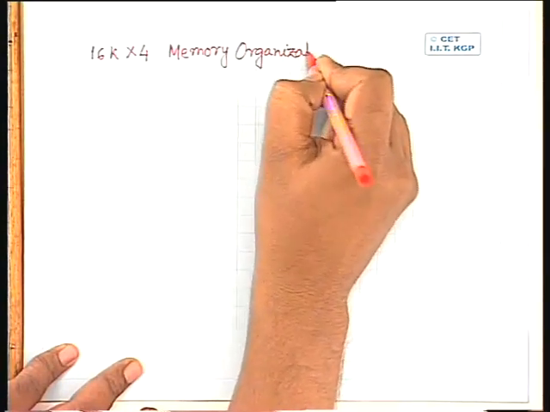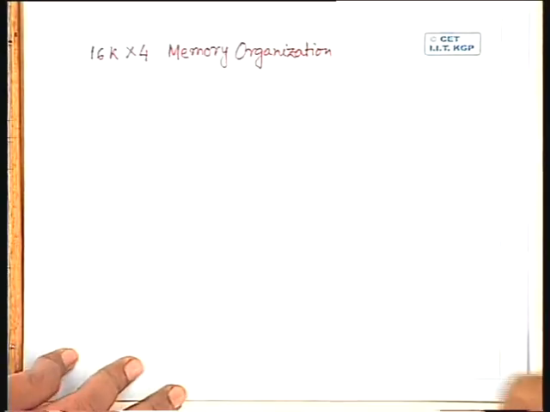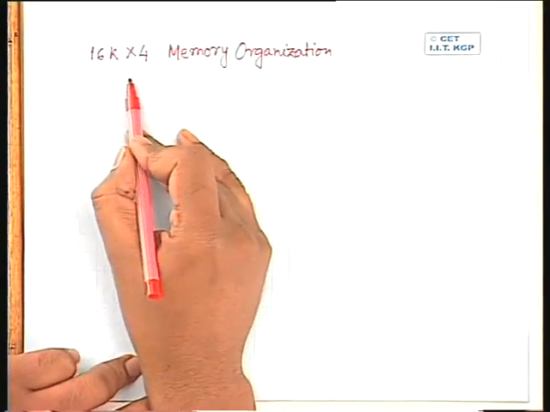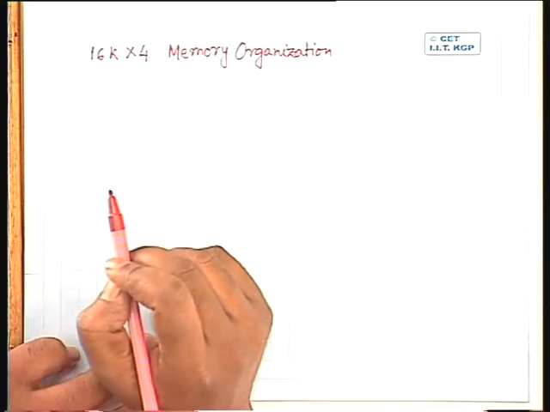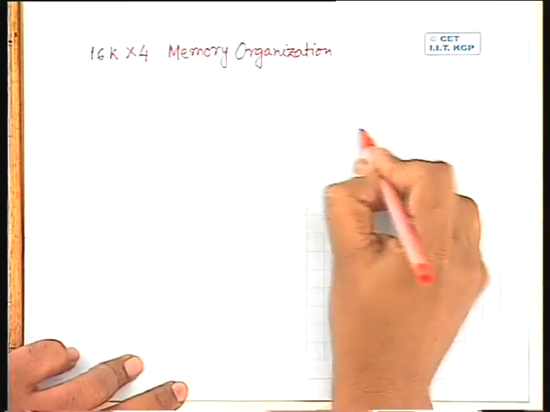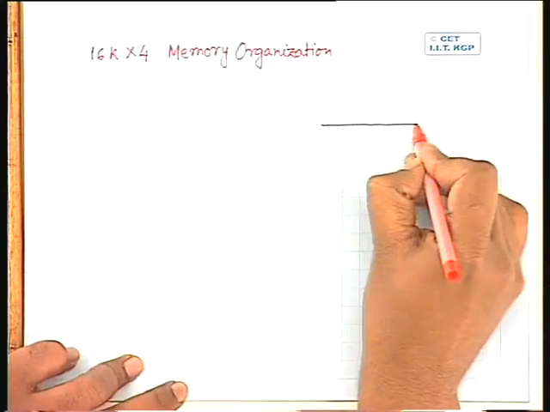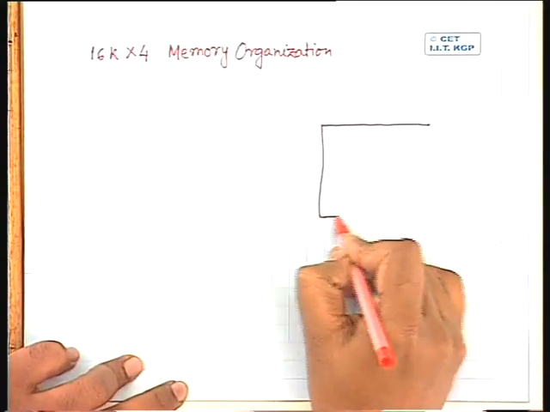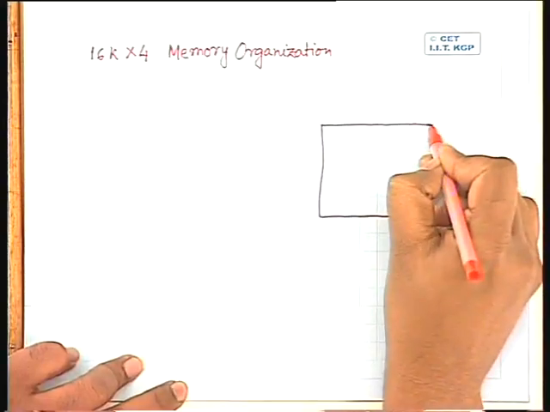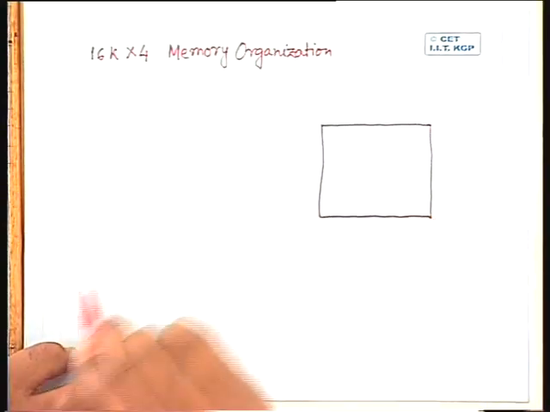You find that the number of cells are same. In this case also I have 64K cells. In the earlier case also we had 64K cells. But the cell organization in this case will be slightly different. Here, all these 64K cells we can put into 4 different arrays.